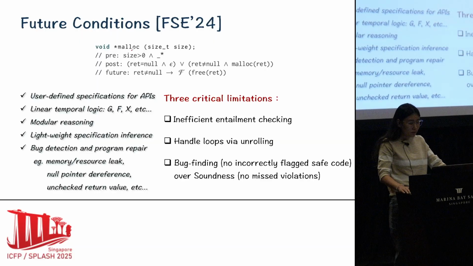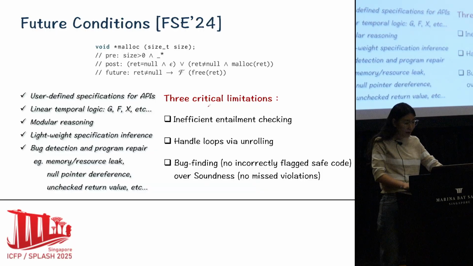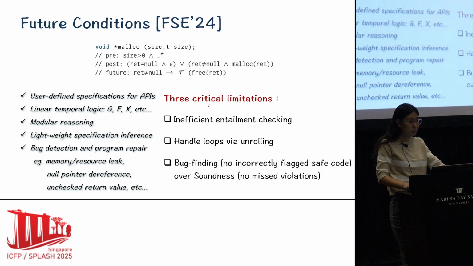However, there are three critical limitations from the previous work. The solution for entailment checking is inefficient. Since it focuses on bug finding over soundness, which means that it can drop paths and strengthen the program state, it does not have a formal guarantee that there are no missed violations. And because of this focus, it handles loops via unrolling. These limitations motivate this work. For the rest of the talk, I will explain why these are limitations and what our technical contributions are.